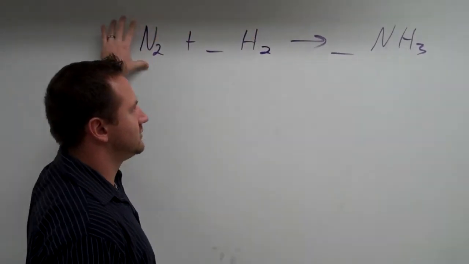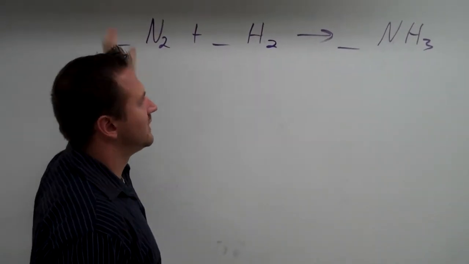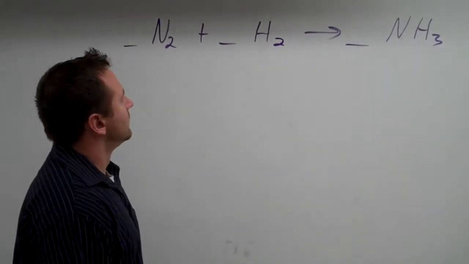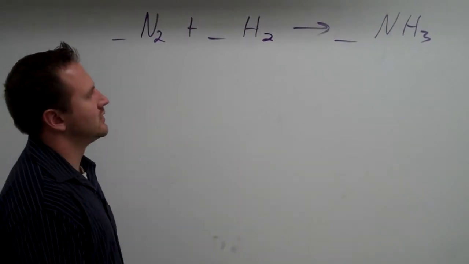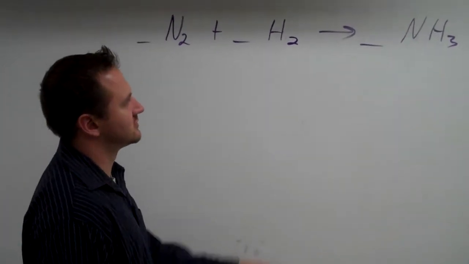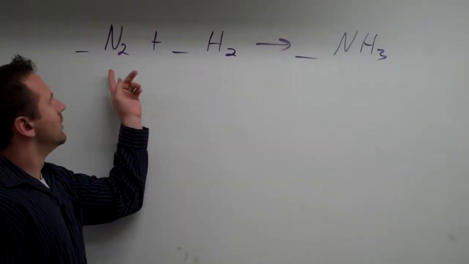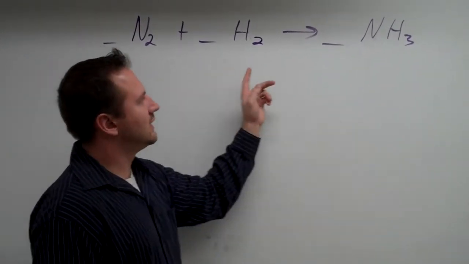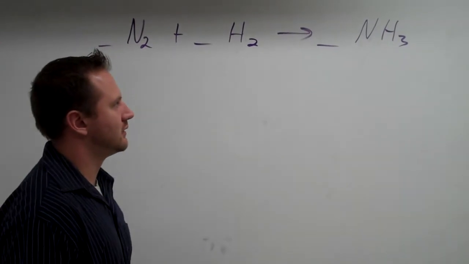This side of the reaction is known as the reactant side, and this side is the product, because you produce a product. So looking at this equation, this is the Haber process, which is used to synthesize ammonia. We have a different number of nitrogen in the beginning and the end, and a different number of hydrogen in the beginning and the end.